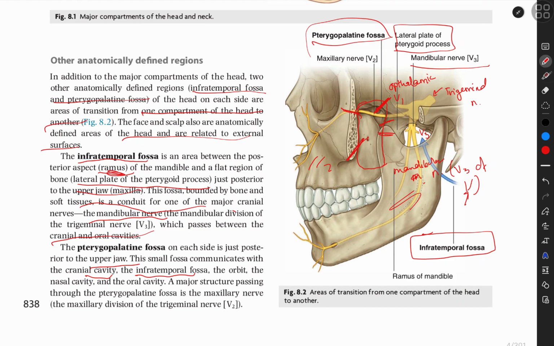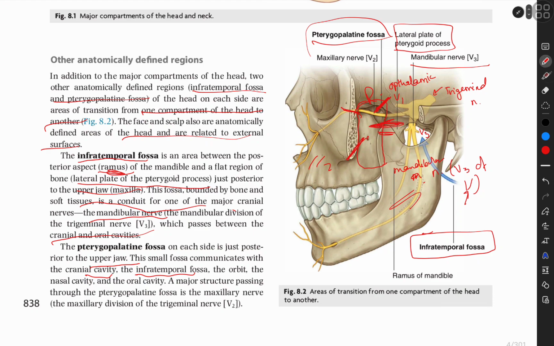The infratemporal fossa, I think this is the... I forgot. Foramen rotundum, ovale, spinosum. So this is the foramen rotundum. The small fossa communicates with the cranial cavity. The infratemporal fossa, yes. Oh, it communicates with the infratemporal fossa. Yeah, I can see the connection here. The orbit, I can see connection here.